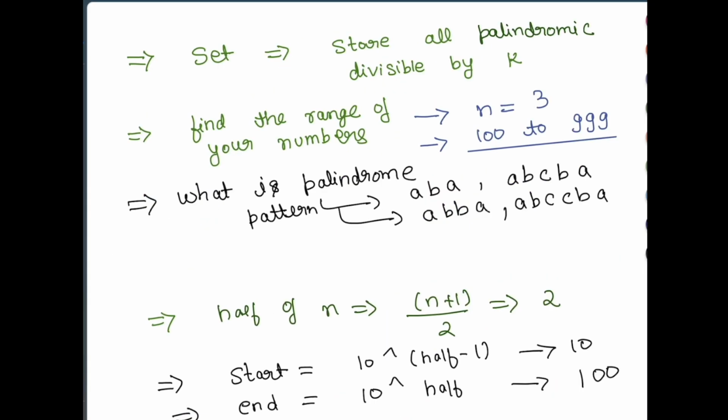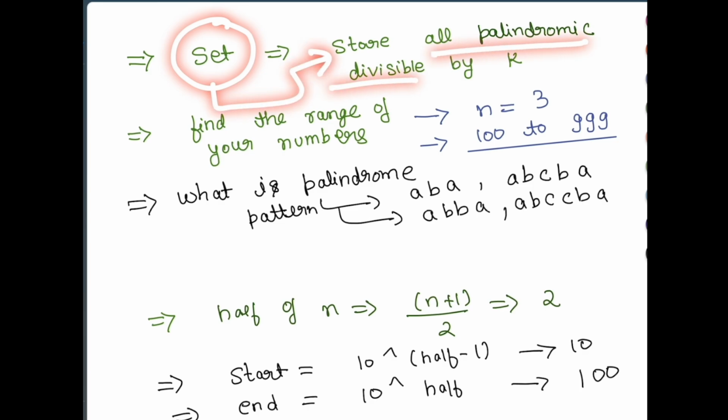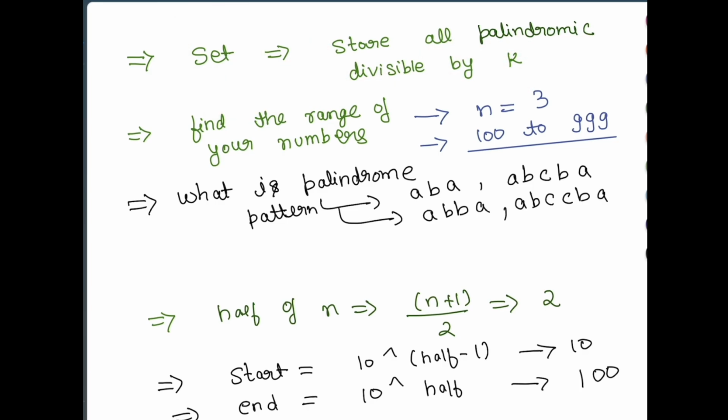Now let us understand the maths behind this. First of all, we are going to store a set, and this set is going to store all the palindromic numbers within your range which are divisible by k. Okay, basically all the k-palindromic numbers. Now let us focus on one very important fact. We first need to find the range of our numbers, right? If the given value of n is 3, the range is 100 to 999, right?